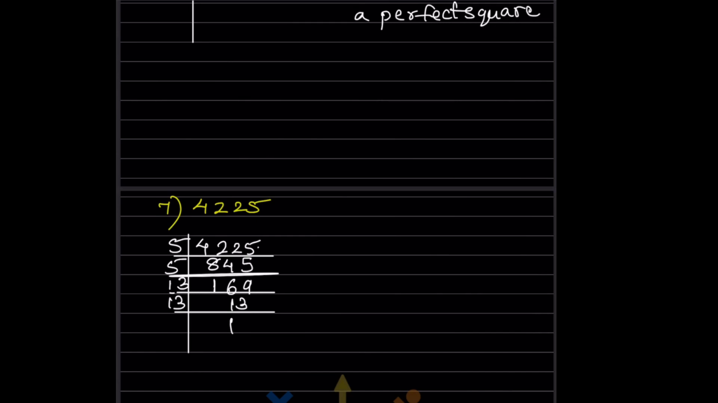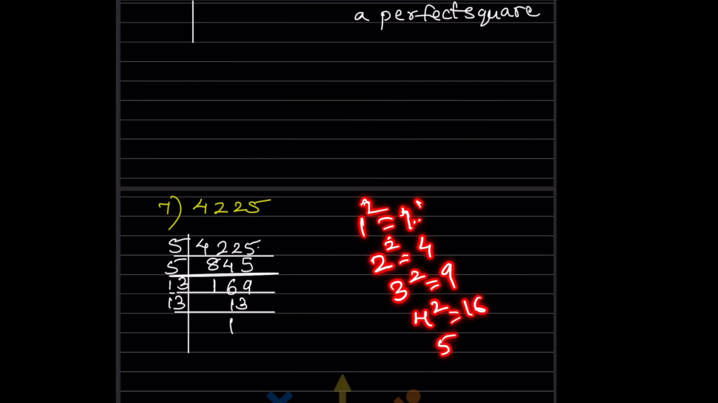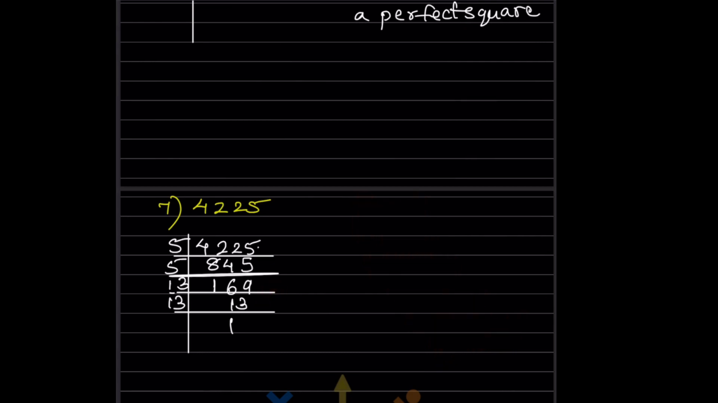1 is going to be 1. 1 square is 1, 2 square is 4, 3 square is 9, 4 square is 16, 5 square. We have to learn all the perfect squares. So at least till 20 you should know it. So now this 13 13s, if you know the squares, it is easy to solve.